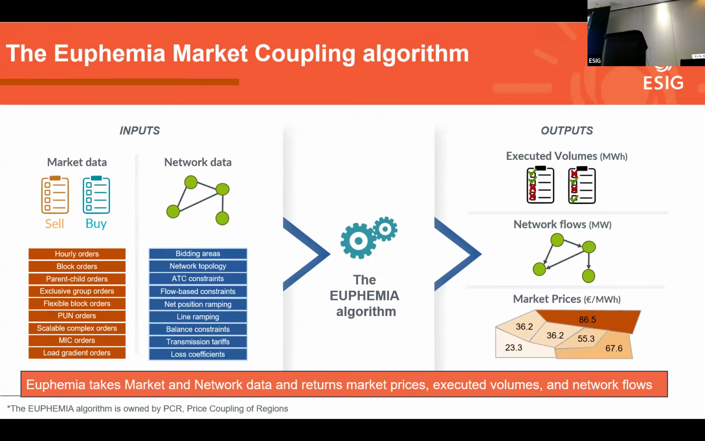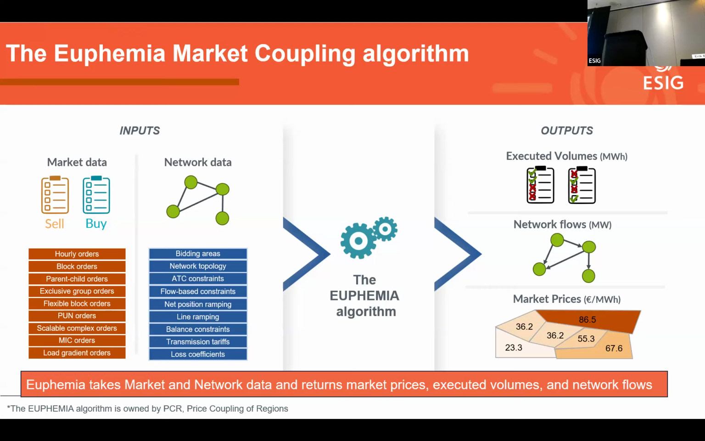Now, how are the European auctions cleared? Let's introduce Euphemia, the most beautiful algorithm in the world. It's co-created by Inside, but it's the property of the power exchanges in Europe. What it takes as input is market data. Those are orders. I will introduce them a little bit later, what types of orders we have in Europe, because they are way different to what you have in the US.